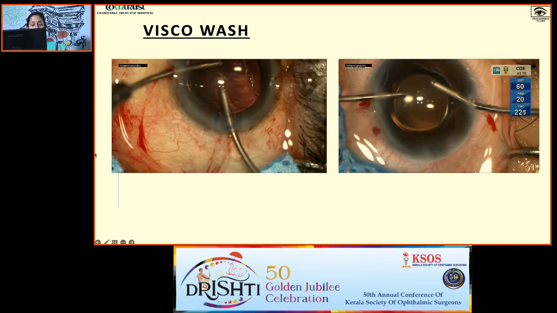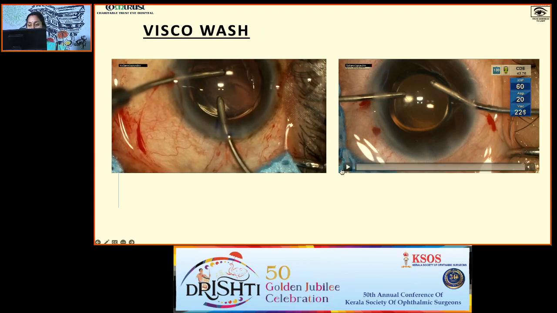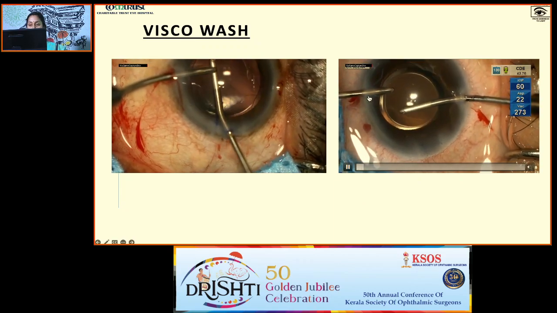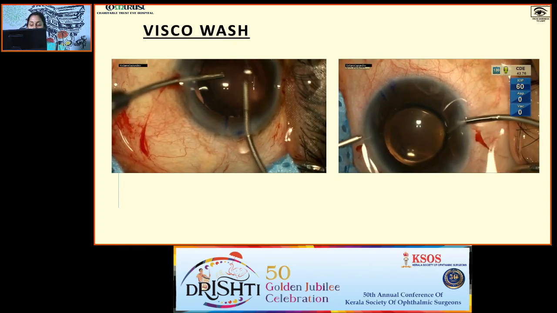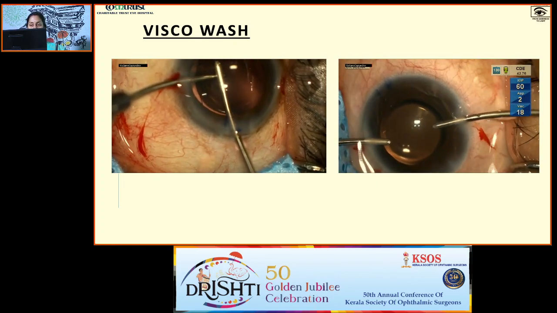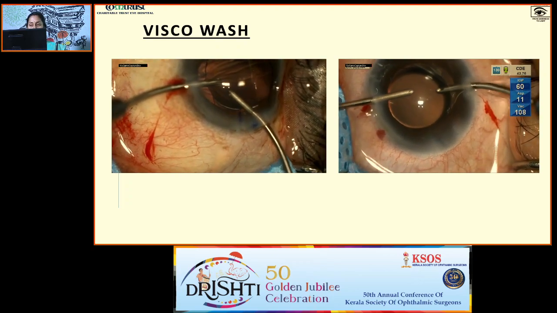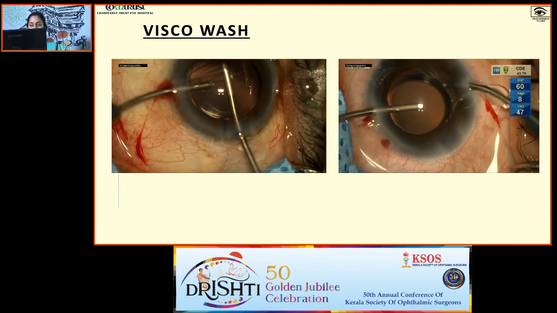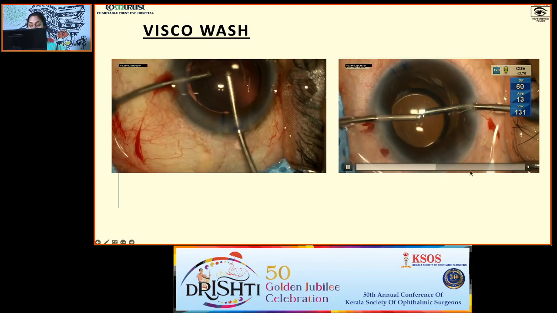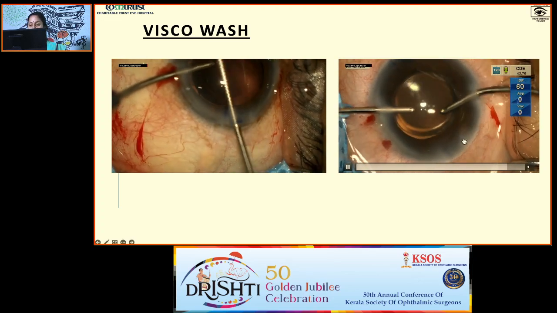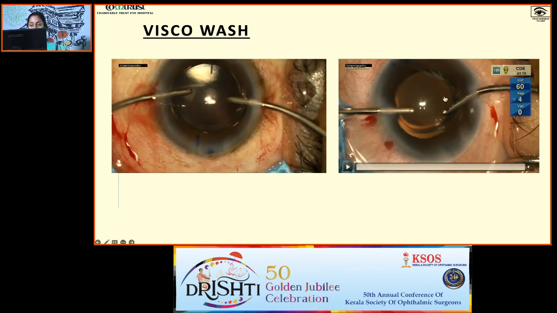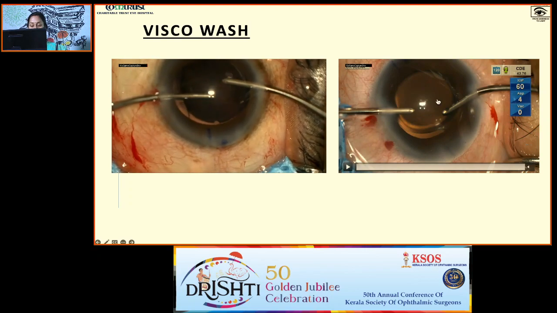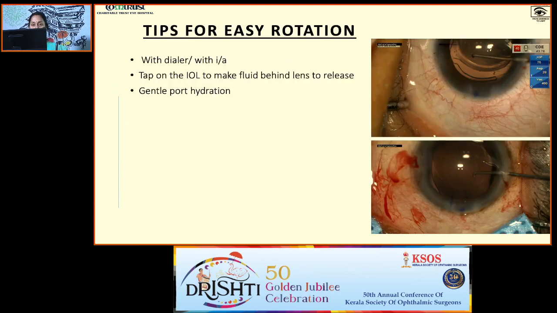Once you complete the IOL implantation and rotation to the desired axis, the next thing is the visco wash. Do it completely, and with your aspiration cannula, you can slide the IOL to one side, and through the gap you can keep your aspiration cannula just under the IOL. Swipe under the IOL and do a complete cortical wash, complete visco wash. Once it is completely free of visco, you can tap the center of the IOL so that it will be a little bit adherent to the PC, that is, bioadherence will be enhanced.